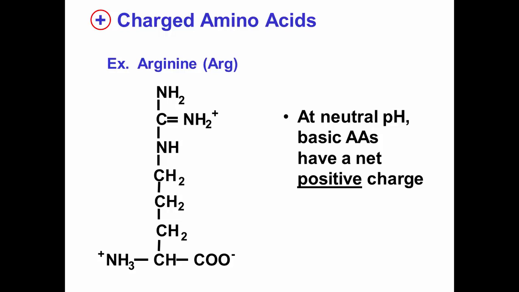On the other hand, the positively charged ones are basic. So let me tell you what I have to think about this. The pKa of this group is 12.5. So at pH 7, what is the charge on arginine? Say it louder, will you? It's positive. It doesn't change, right? It'll retain that positive charge. Does that make sense?